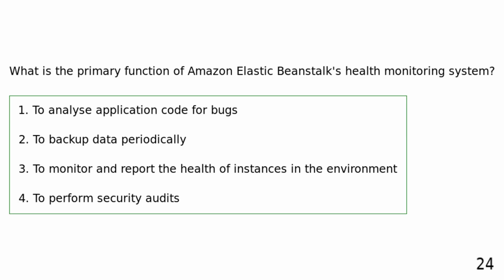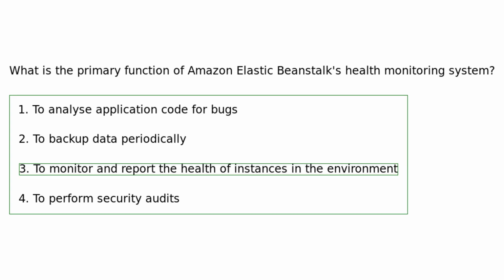What is the primary function of Amazon Elastic Beanstalk's health monitoring system? To analyze application code for bugs. To back up data periodically. To monitor and report the health of instances in the environment. To perform security audits. Elastic Beanstalk's health monitoring system checks and reports the health status of instances running in the environment.